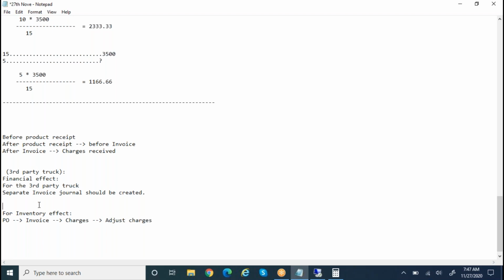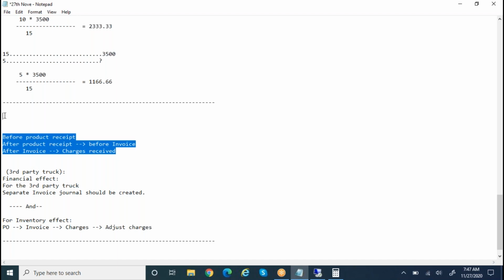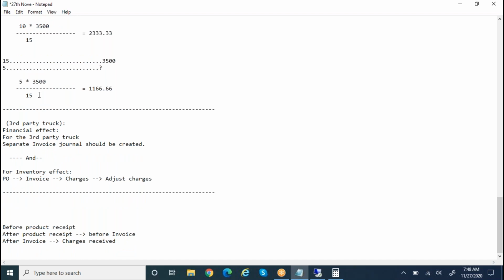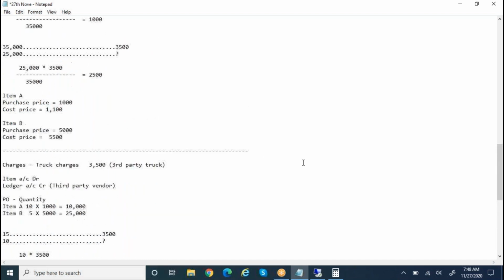Clear, or any doubt? Understood? This is the third method. It is a financial effect, we need to enter a journal. For inventory effect, we need to enter this one. Clear? Of course, whatever the complexity you have looked at, this one is not complex.